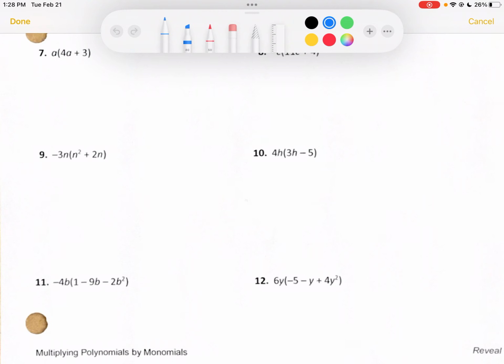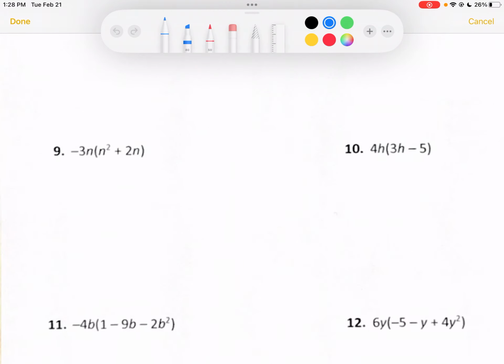On number 9, we're multiplying when we distribute. Number 9 says negative 3n, and it's not said here that we're multiplying, but we just need to know that. Negative 3 times what's in the parentheses. I'm going to take negative 3 times n squared. Negative 3 times 1 is negative 3, and then n times n squared. Remember, n squared means n times n, so if I take an n times that, I end up with n to the third. It's like having a 1 on the n to the first, n to the second, add the exponents.